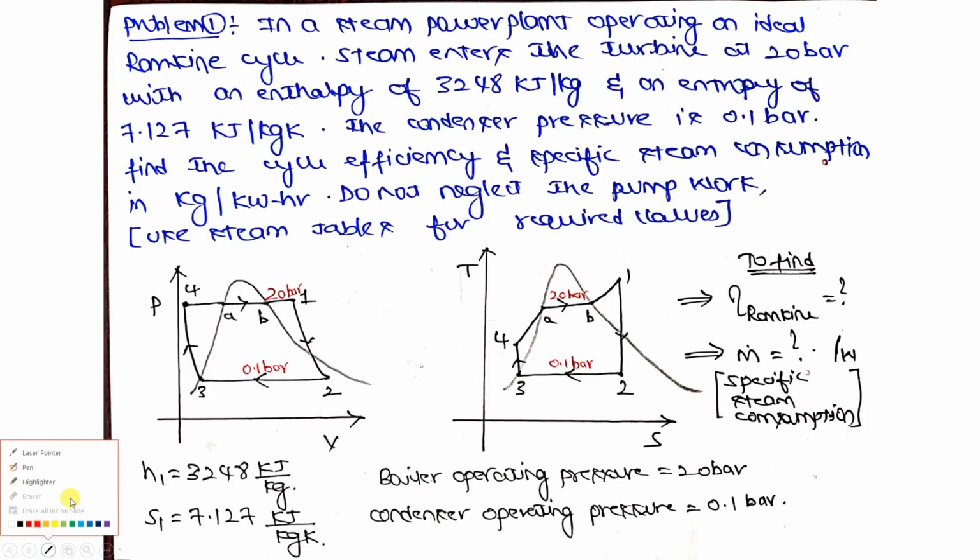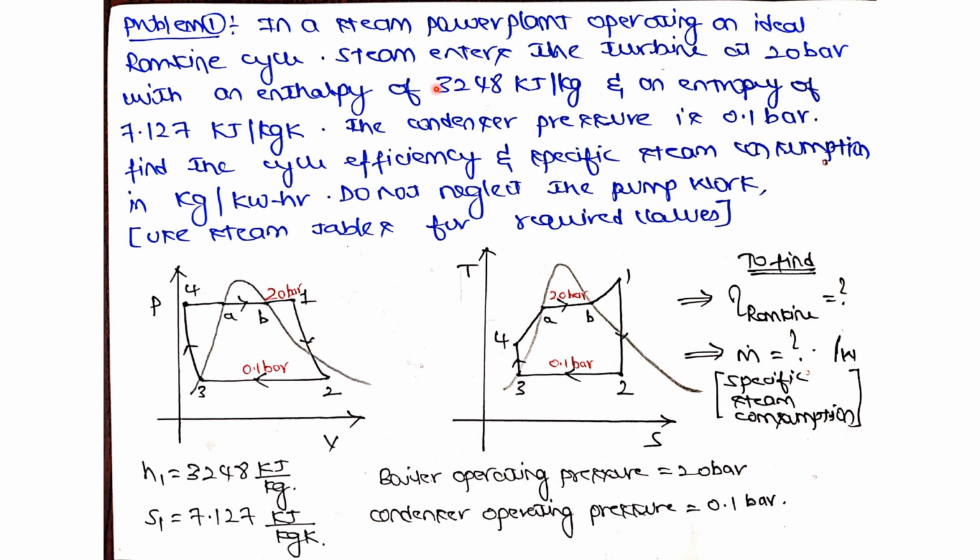So in this particular video, we will try to discuss the problems on the vapor power cycle. So let us take an example problem and deal with it. Okay. So the first problem: in a steam power plant operating on an ideal Rankine cycle, steam enters the turbine at 20 bar with an enthalpy of 3248 kilojoules per kg.